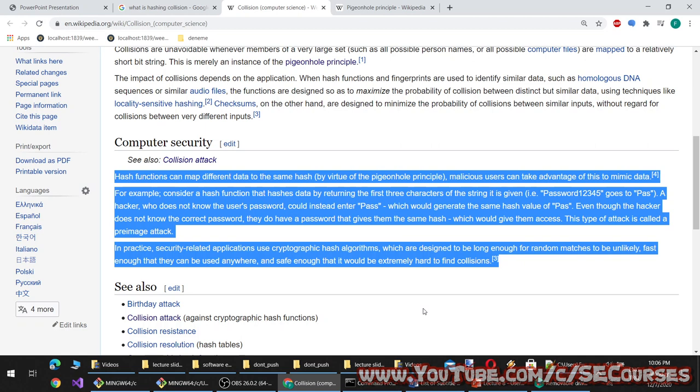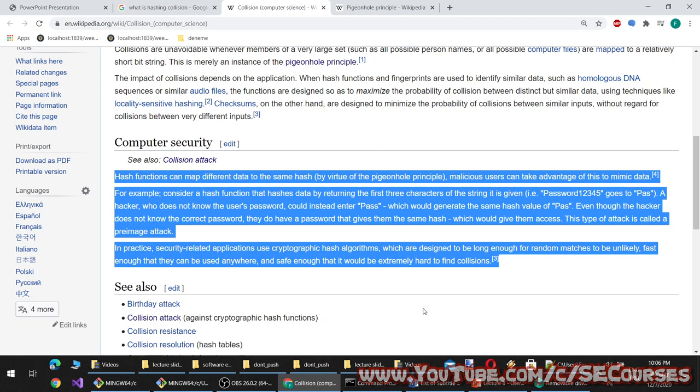Hash functions can map different data to the same hash. By virtue of the pigeonhole principle, malicious users can take advantage of this to mimic data. For example, consider a hash function that hashes data by returning the first three characters of the string it is given, i.e., password12345 goes to pas. A hacker who does not know the user's password could instead enter pass, which would generate the same hash value of pas. Even though the hacker does not know the correct password, they do have a password that gives them the same hash, which would give them access. This type of attack is called a pre-image attack.